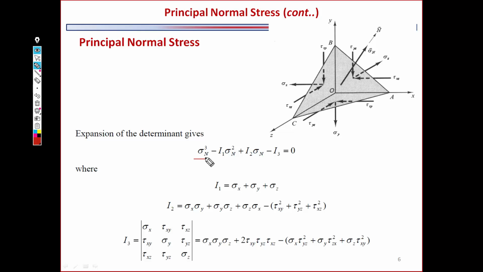Once we calculate these values, we can calculate the direction cosines associated with these principal values by substituting in the characteristic equation, which is given by A minus lambda times I. Here I is the coefficient of sigma n. Substituting the values of lambda one by one, we can get the direction cosines associated with those principal stresses.